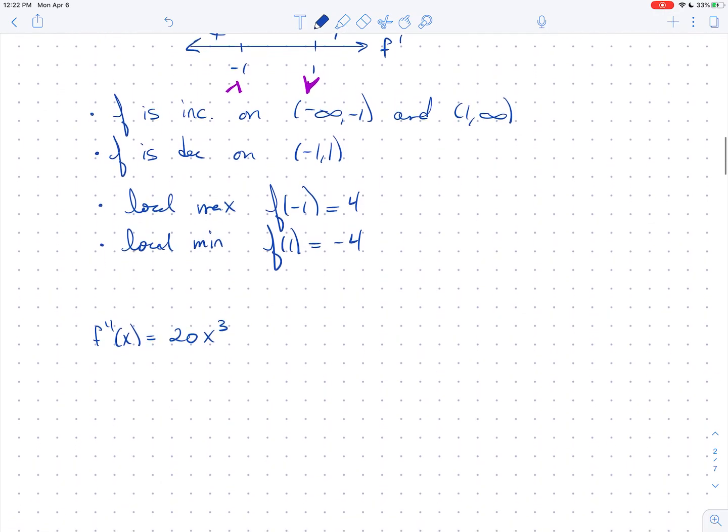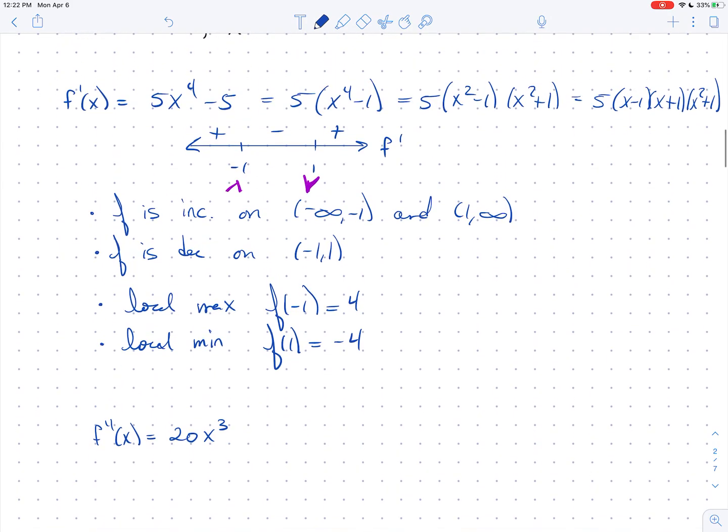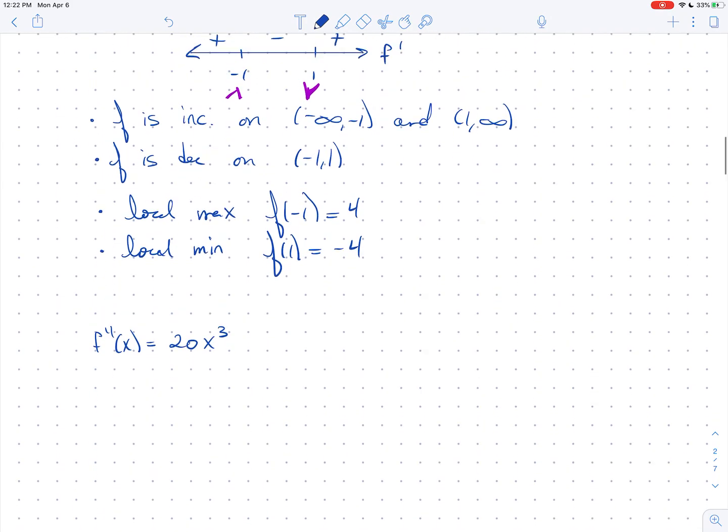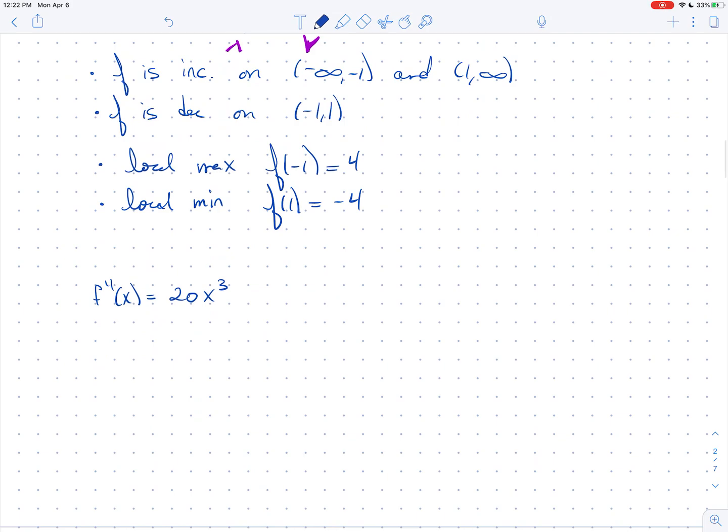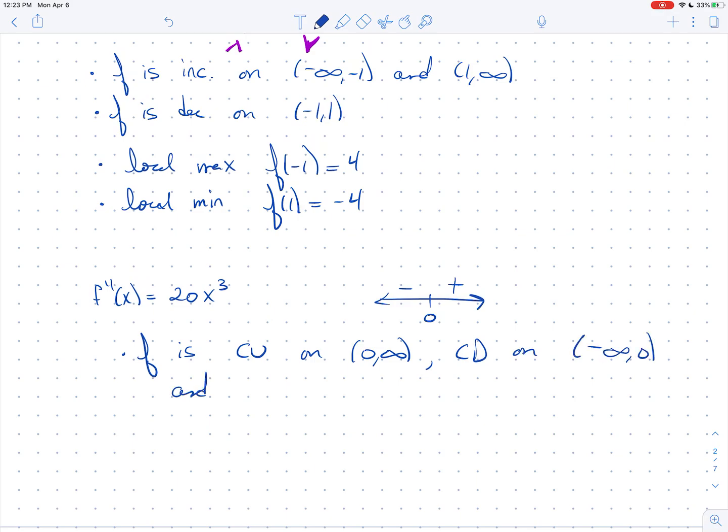All right, so now I'll take a look at the second derivative. I've already computed it, just 20x cubed. When you solve this equal to 0, you just get x equals 0. So on this side you're positive, on that side you're negative. Plug in 10 into 20x cubed, you're positive. Plug in a negative, you're negative. And so we can say that f is concave up on 0 to infinity. We're concave down on minus infinity to 0.